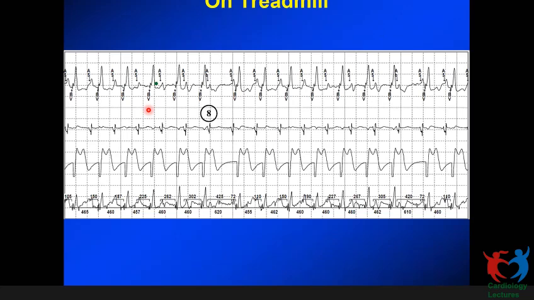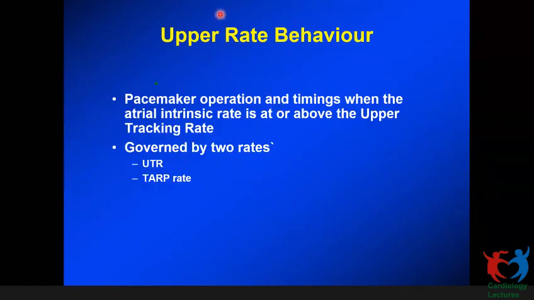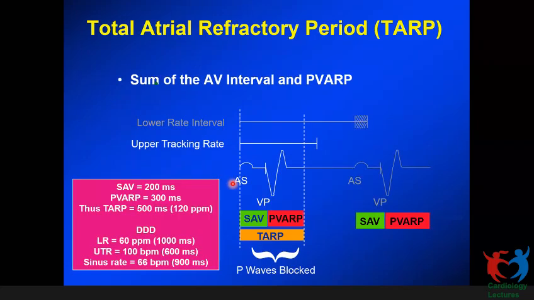And if the sinus rate becomes even faster, then this pacemaker can go into a pacemaker 2:1 block. Although it's a CRT, the timing cycles are the same, and we'll see why that happens. That is because of what we call the upper rate behavior, and this is the behavior of the pacing function when the sinus rate is faster than the programmed upper tracking rate and the TARP that we have programmed, which is a combination of AV interval and the PVARP that we have programmed. We already saw this diagram before.